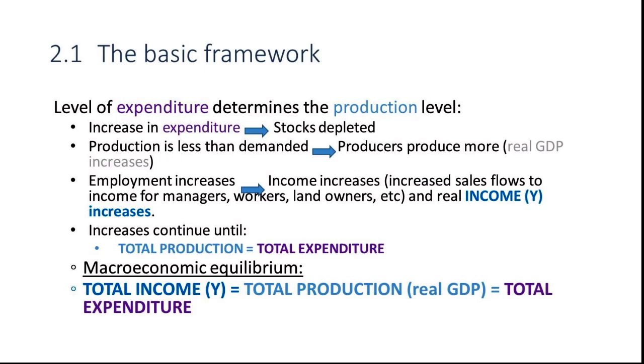So this process continues where it starts off with an increase in expenditure, which leads to an increase in production, which leads to an increase in incomes. And the macroeconomy in this model is in equilibrium when the value of total income equals the value of production equals the value of the spending.